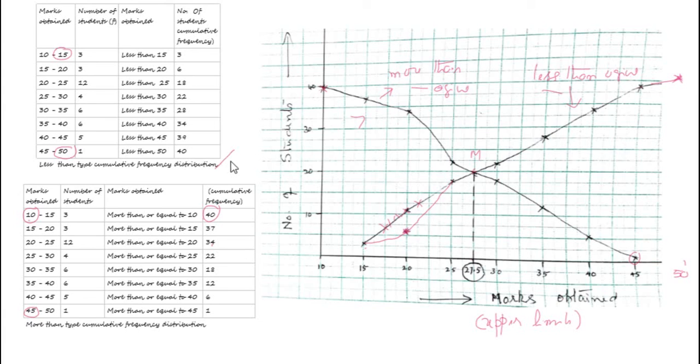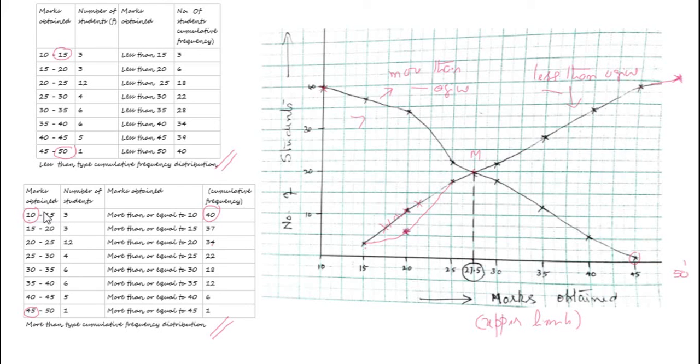This is the less than type distribution data. This is the more than type distribution data. As we did earlier, let us first plot the less than type ogive curve. I have made some mistake here. I have corrected this one. And now let us take the more than type data and plot the more than type ogive curve.